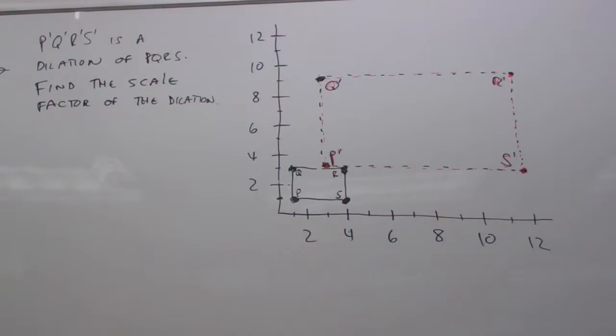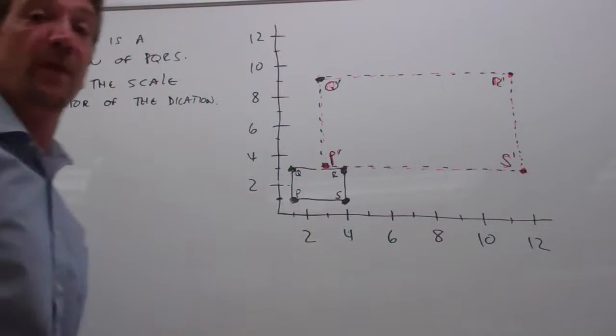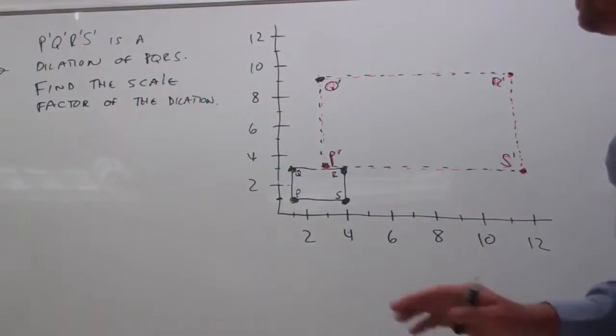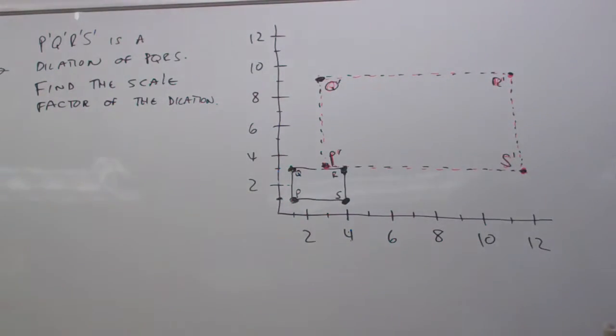Okay, if you look at the problem on the board here, it says rectangle PQRS prime is a dilation of PQRS. Find the scale factor of the dilation. Alright, if you remember, when we started talking about transformations earlier, we talked about three types of transformations.